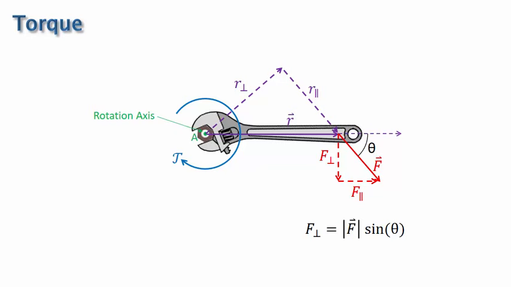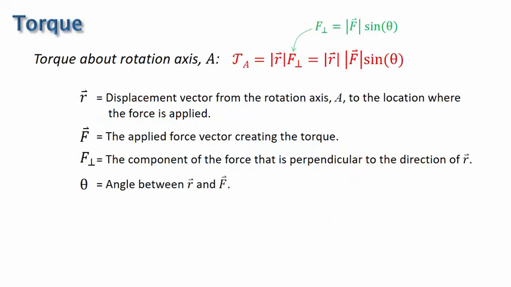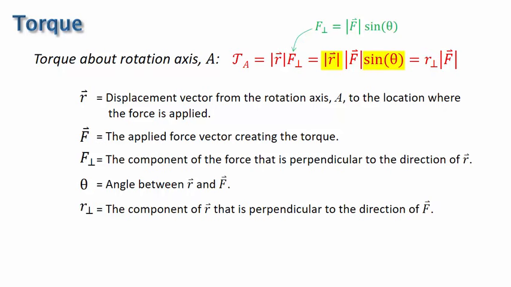Because of the geometry, we can see that this is also theta, so r perpendicular is equal to r times sine theta. Now looking back at our torque equation, here is r times sine theta, so we can replace that with r perpendicular, and the equation becomes this, where r perpendicular is the component of the r vector that is perpendicular to the direction of the force vector. R perpendicular is often used when calculating torque, and it's commonly referred to as the lever arm.